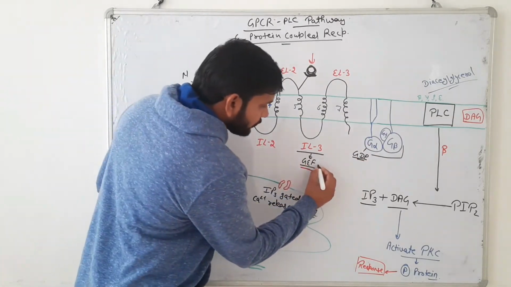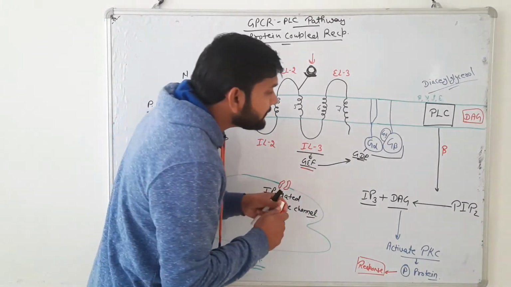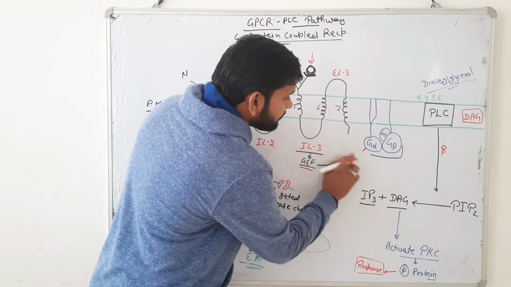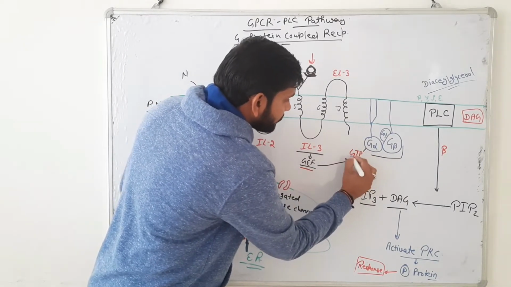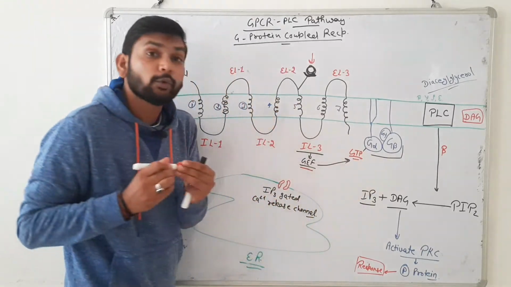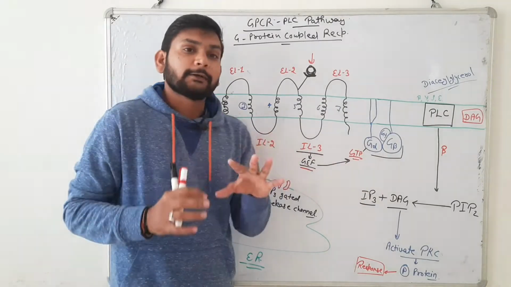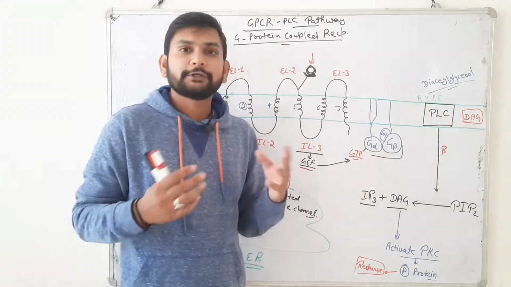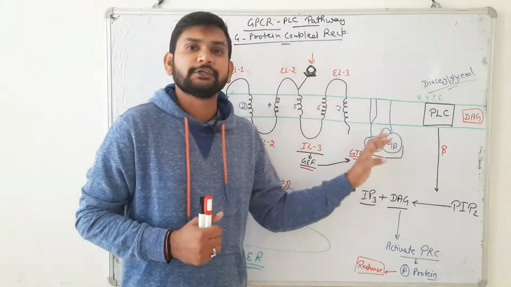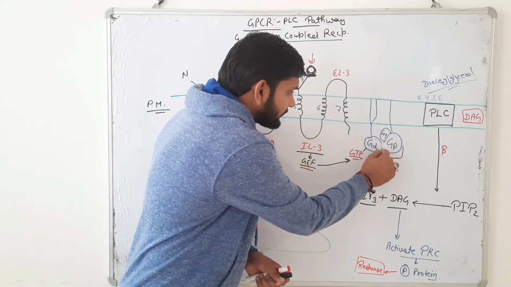What is the role of G nucleotide exchange factor? It will exchange the GDP for GTP. It is a very important point: it will exchange, not convert. After the binding of GTP, G alpha gets separated from G beta and G gamma. So separation takes place.